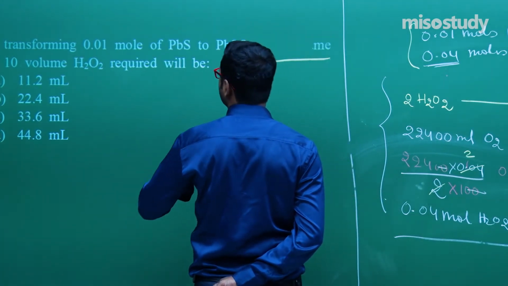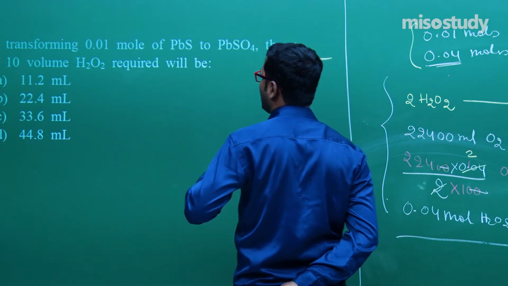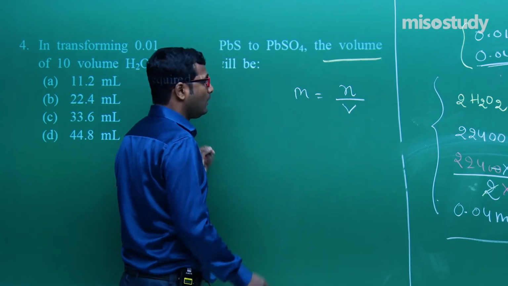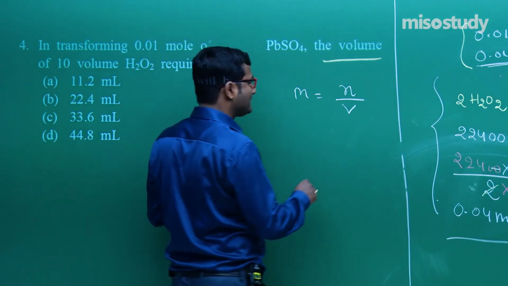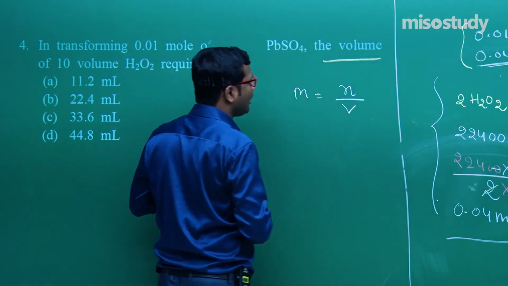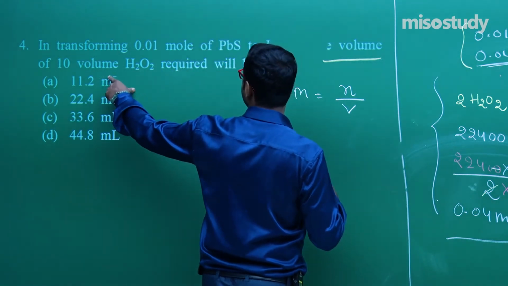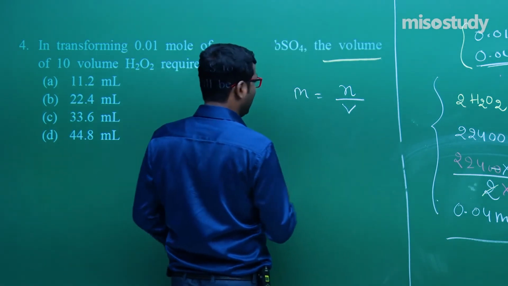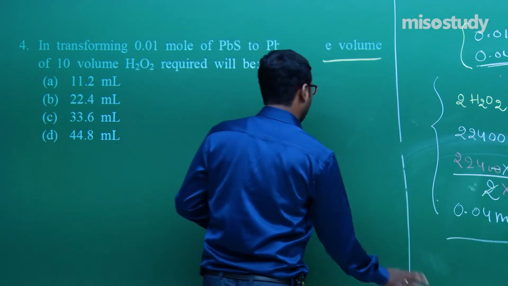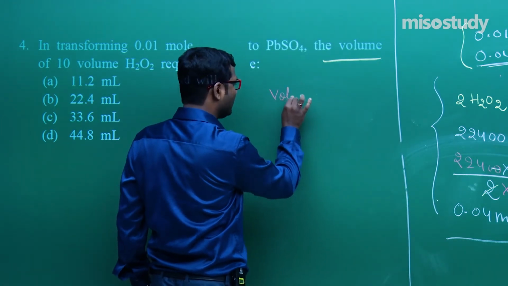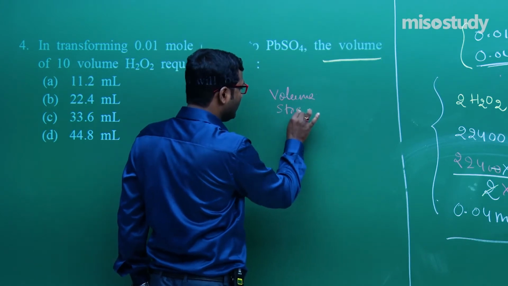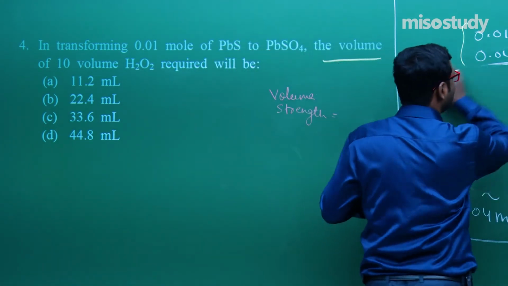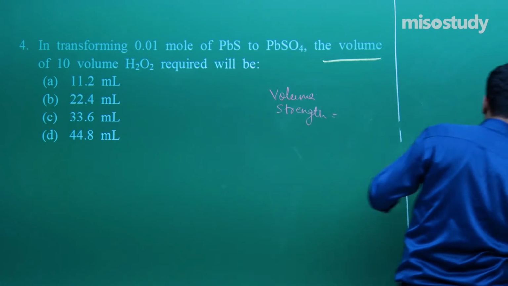One more method is also there. You can solve by the formula. We know molarity is equal to number of moles upon volume of solution in liter, and volume strength is given per liter. Here volume strength is 10. So by using molarity we can also write the formula for volume strength. If it is hectic for you, then I am rubbing this part and we'll discuss the next method. Wait for a moment.